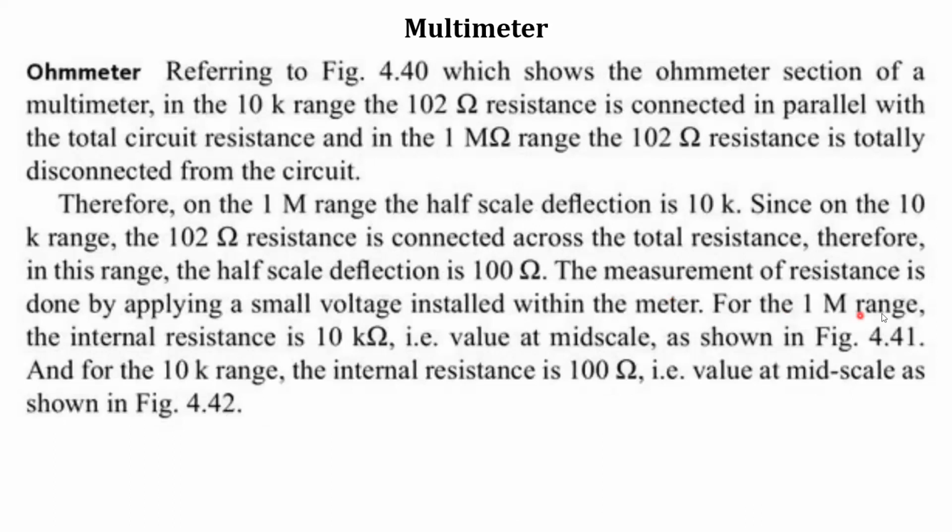For the 1 mega ohm range, the internal resistance is 10 kilo ohm. That is the value at mid scale as shown in the figure. And for the 10k range, the internal resistance is 100 ohms.